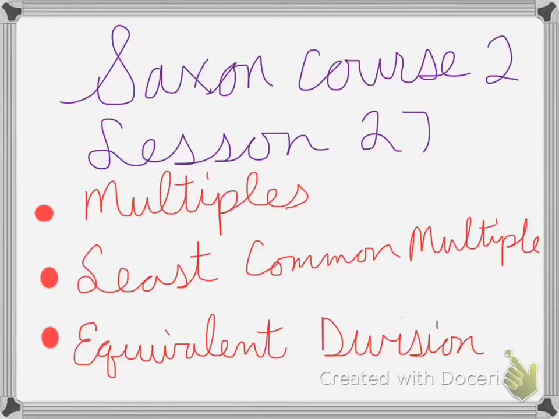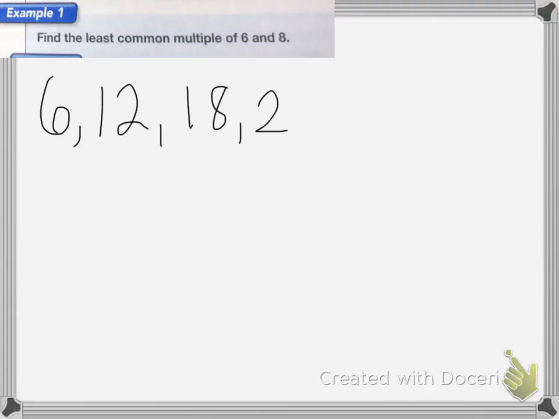Saxon Course 2, Lesson 27, Multiples, Least Common Multiple, and Equivalent Division. So here it wants me to find the least common multiple of 6 and 8. Now remember, to find the multiples, you're going to multiply 6 by 1, 2, 3, 4, etc. So 6 times 1 is 6, 6 times 2 is 12, then 18, 24, 30, 36, etc.